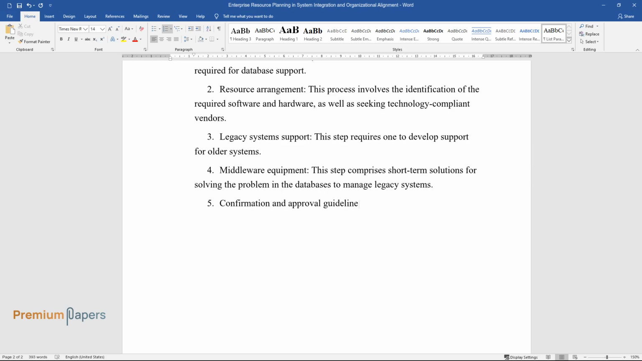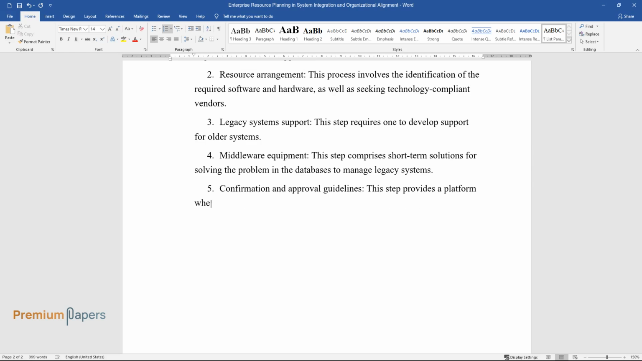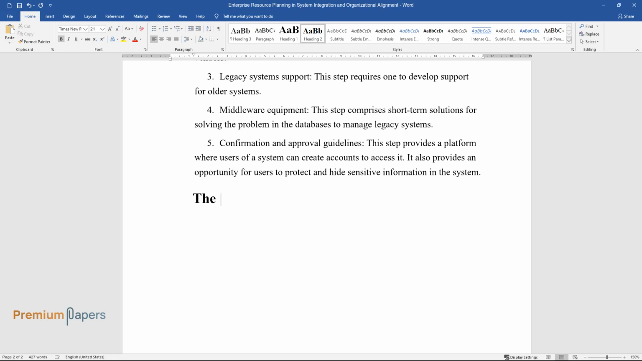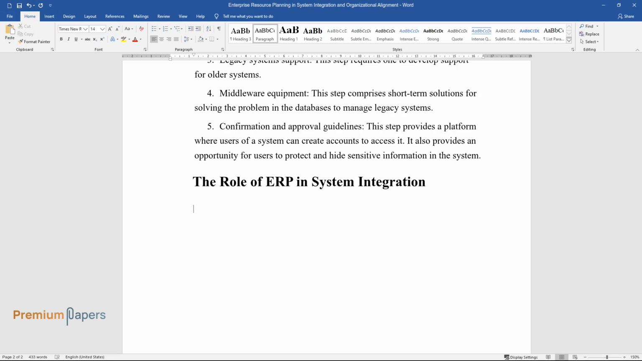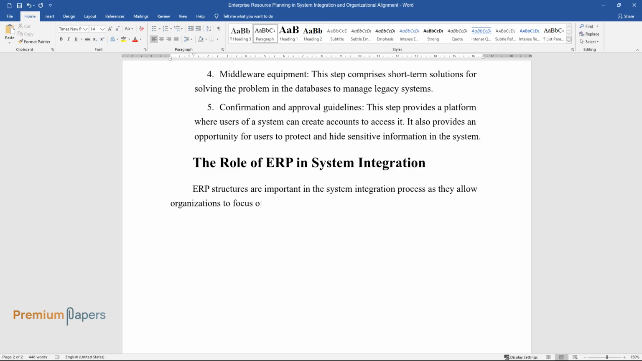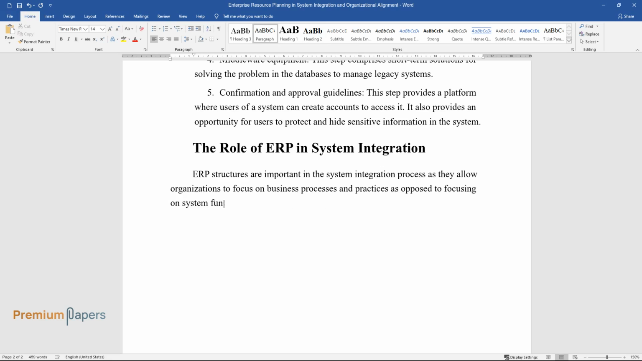Confirmation and approval guidelines. This step provides a platform where users of a system can create accounts to access it. It also provides an opportunity for users to protect and hide sensitive information in the system. The role of ERP in system integration. ERP structures are important in the system integration process as they allow organizations to focus on business processes and practices as opposed to focusing on system functions alone.